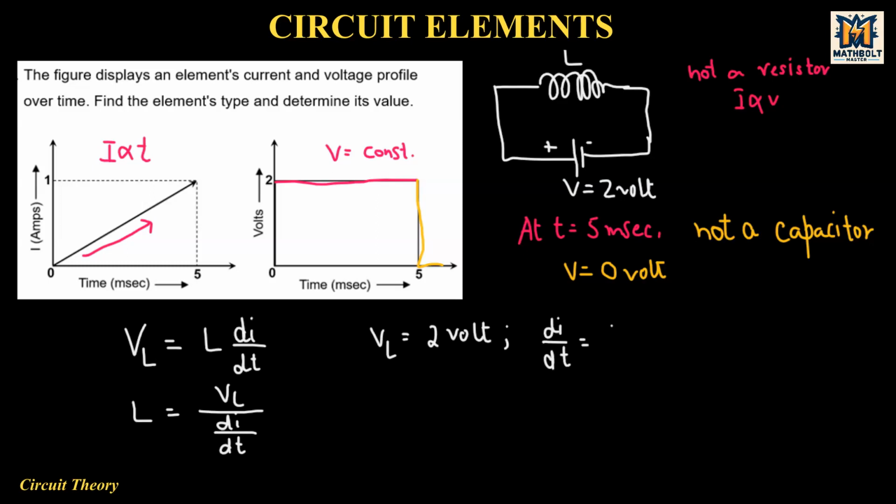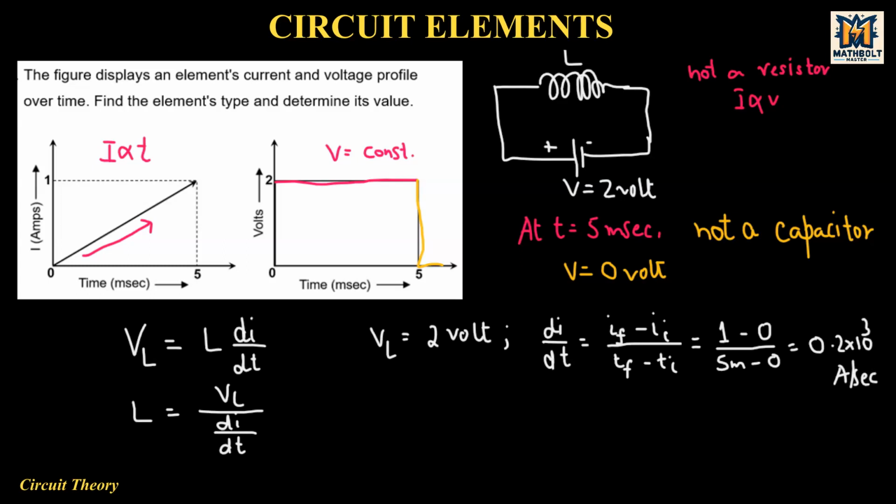Next we need to find the change in current with respect to time. For this, we need the final current value at t equals 5 milliseconds minus I initial, which was the current at 0 milliseconds, divided by t final minus t initial. The final current value is 1 ampere minus the initial current, which was 0, and t final is 5 milliseconds minus 0. Solving this, we get 0.2 into 10 raised to the power of 3 ampere per second. So this is our di over dt.